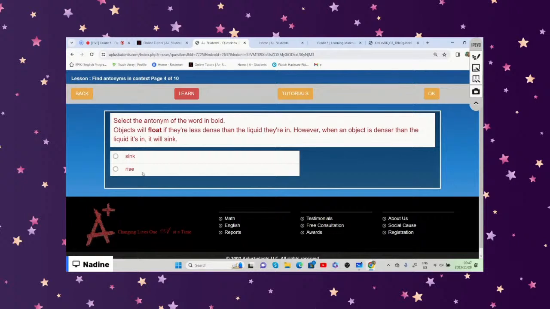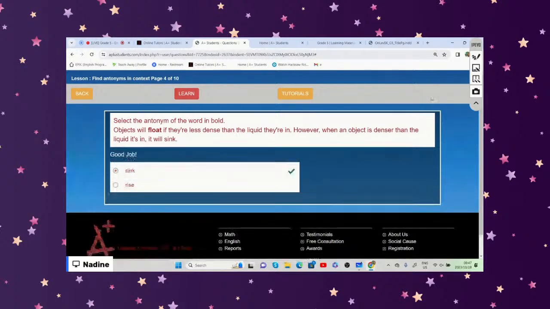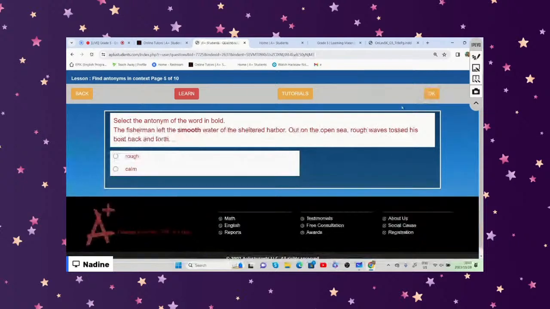So objects will float if they're less dense than the liquid they're in. However, when an object is denser than the liquid it's in, it will sink. So if something does not float, if it does not stay above water, then it will sink. And sink is correct. So well done.